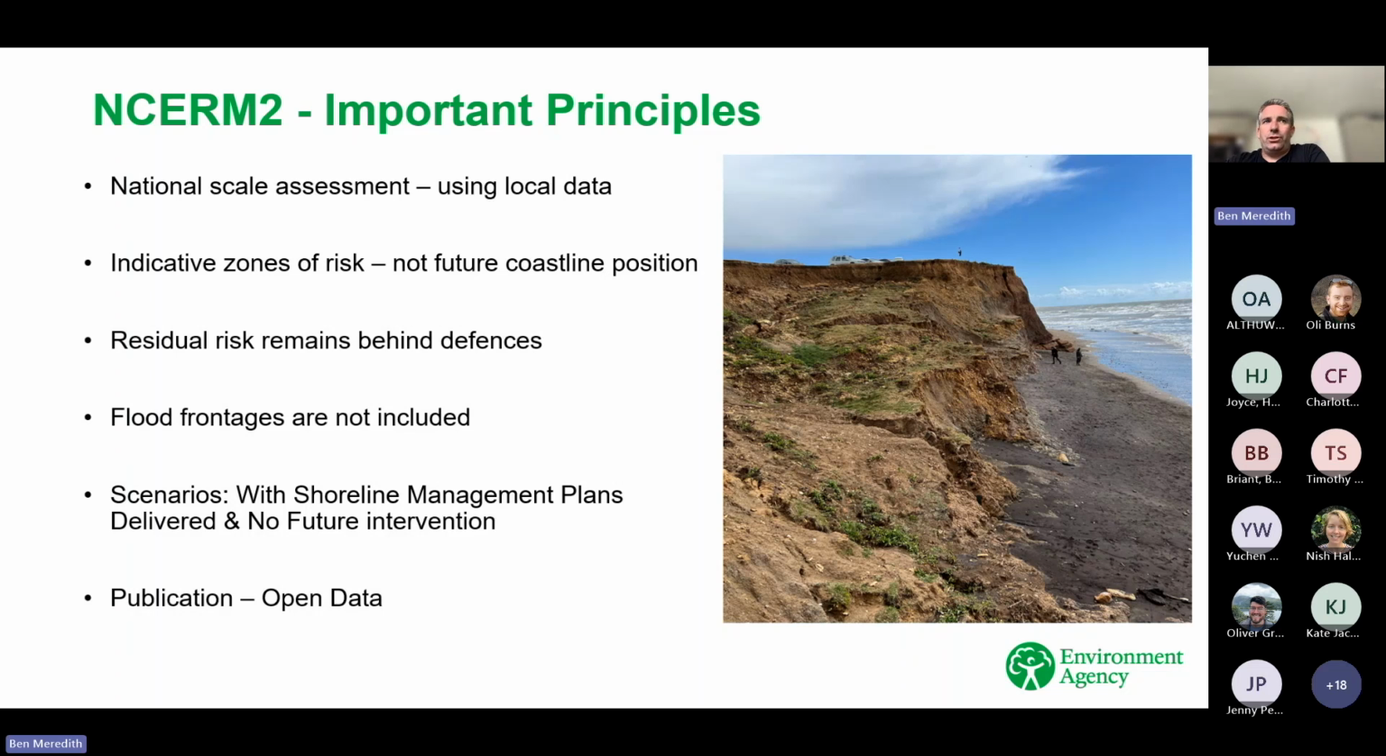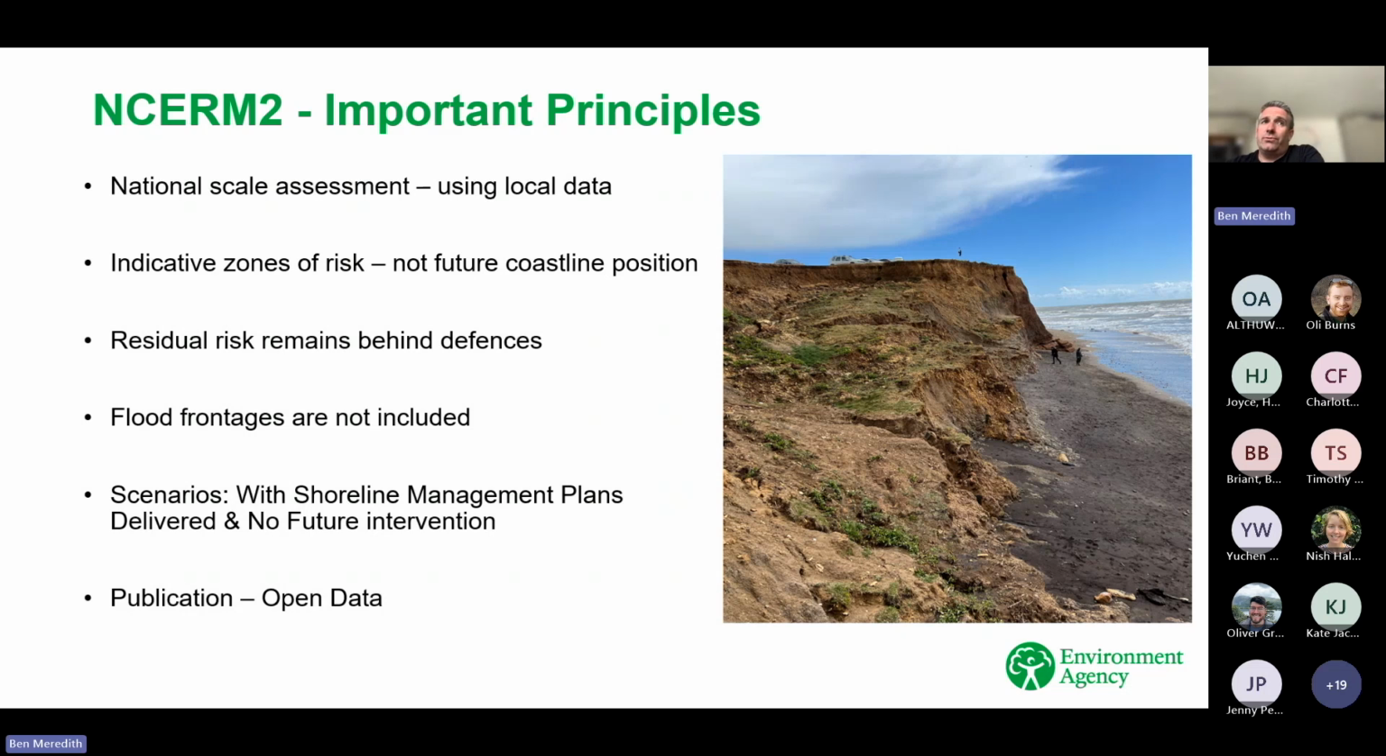The mapping does not show the position of the future coastline. This is a very important point. It provides an indicative zone of erosion risk, identifying areas which may experience erosion over the timescales shown under the model scenarios. We don't map the residual risk of erosion behind defence locations either, where it is hold the line and defended. It presumes that no erosion occurs behind these defences, but in reality, of course, there are defended locations which still experience erosion of cliffs and slopes behind them through other processes other than just from the sea.